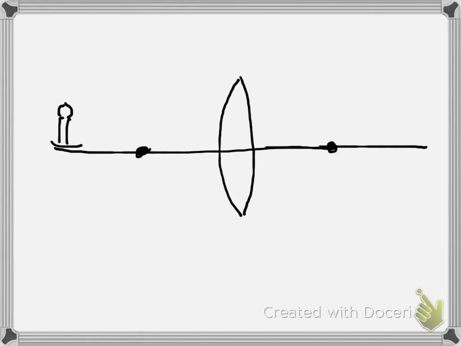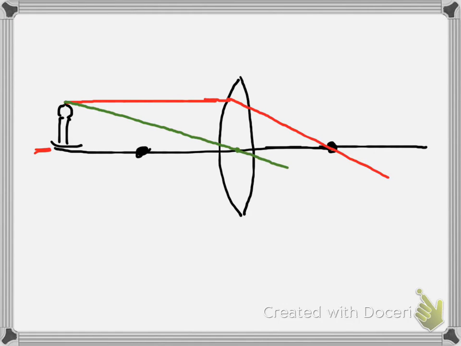So the first ray I'm going to draw is going to be parallel with this axis. All right, so it's going to come in straight like this, and then when it hits the lens, we know that it's going to get bent through the focal point like this. A second ray I can trace is going to go through the center of the lens, and a ray that goes through the center of the lens will go undeflected. So it'll go like that.